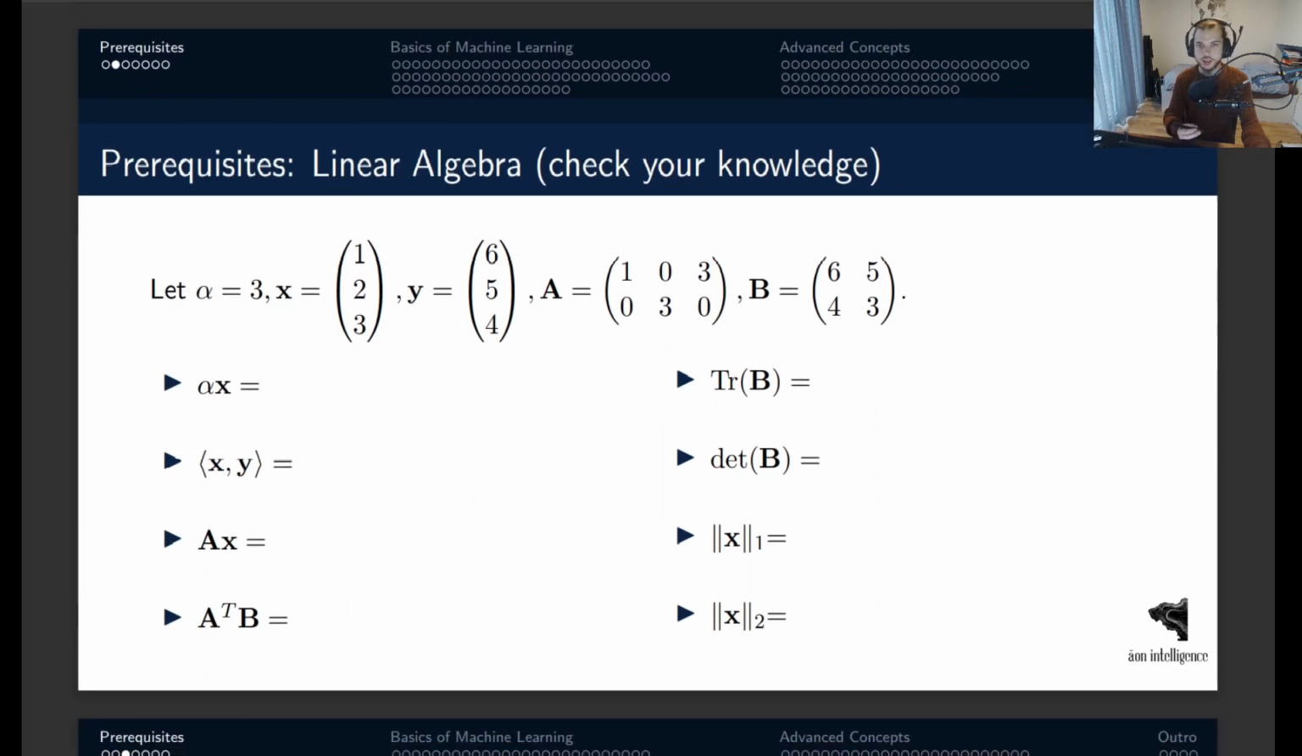So let's see if you can do these basic manipulations. These exercises are not designed to be hard. It's just for you to check your knowledge. I'll take a minute to fill this out myself, and then we compare results. So see you in a bit.